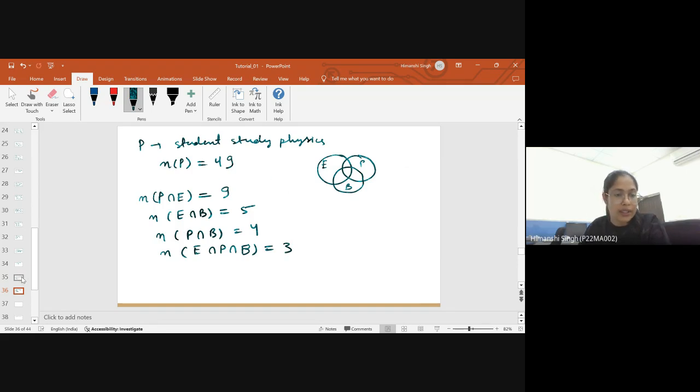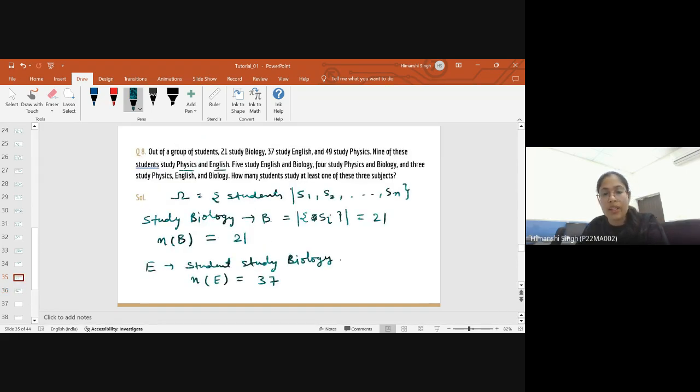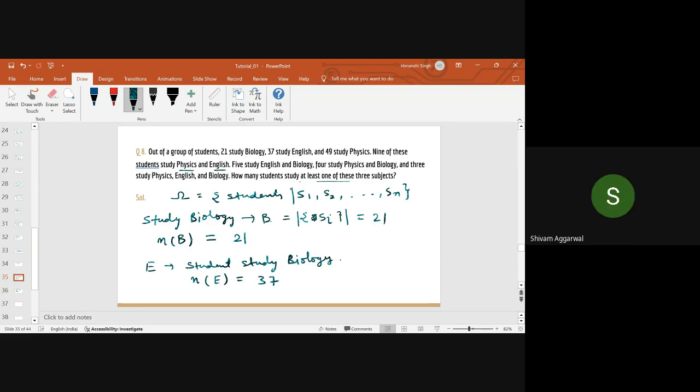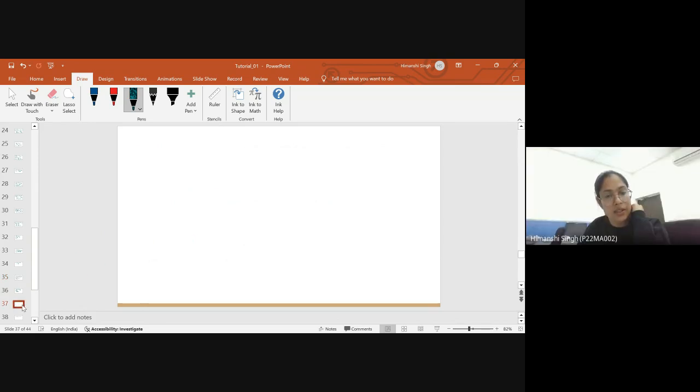Now, what is it asking? How many students study at least one of the three subjects? Now, what does it mean? At least one of these three subjects means which event are we considering? Union. So we are basically considering the union of all these events: physics union biology union English. We have been asked about the number of students in this.